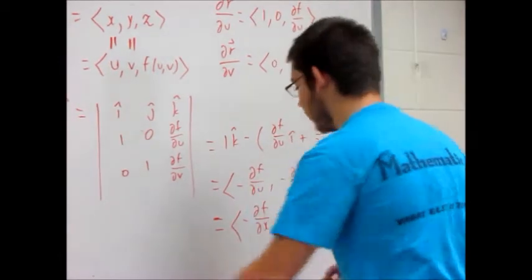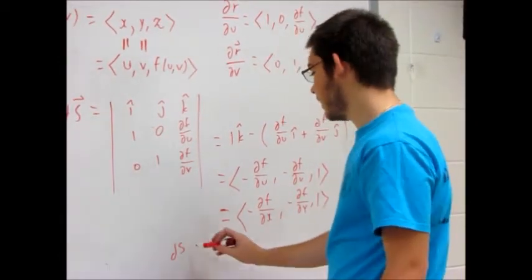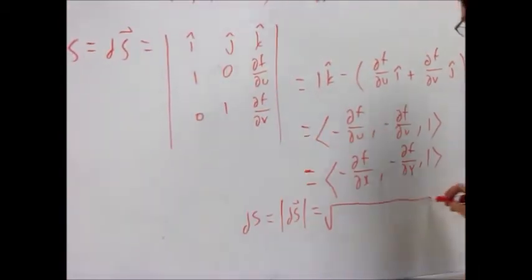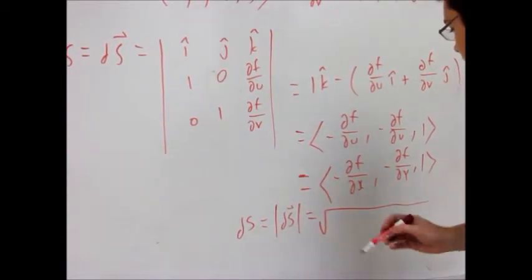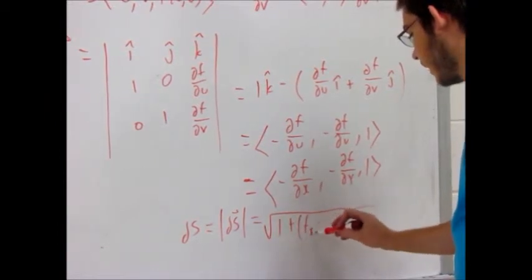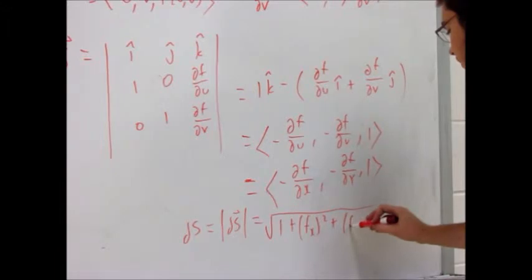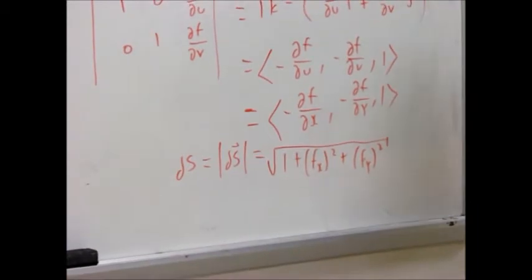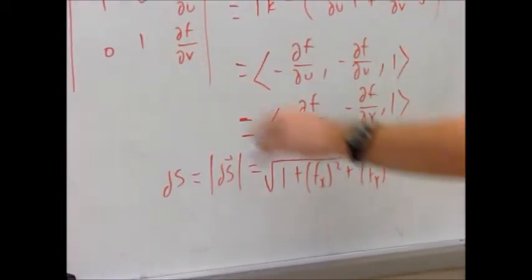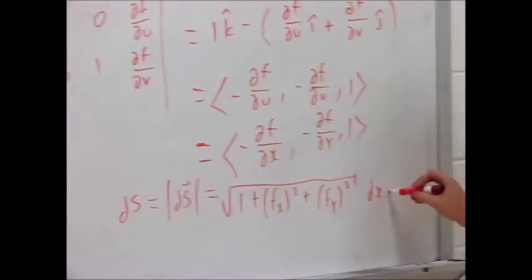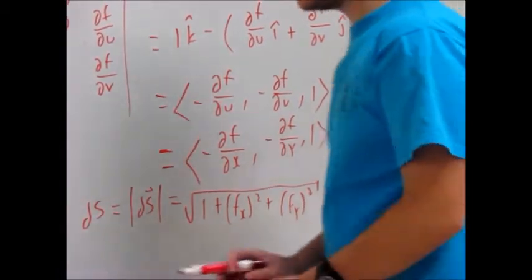And if we want to know ds by itself, that would be just the magnitude of this, which is the square root of the sum of all of these squared. So that's 1 squared is 1 plus partial of f with respect to x squared plus the partial of f with respect to y squared. Now, of course, all of these, I want to mention, are going to be with respect to the variables. So this is dx dy. So this would be, this is du dv.